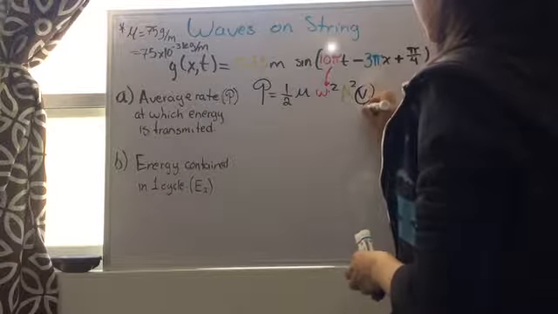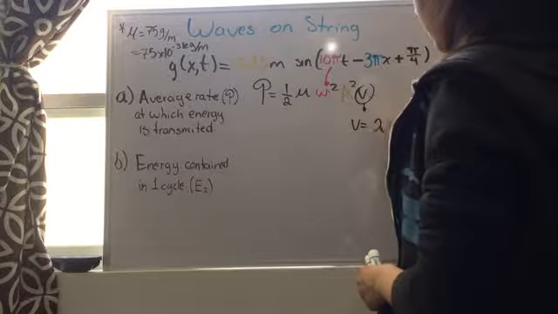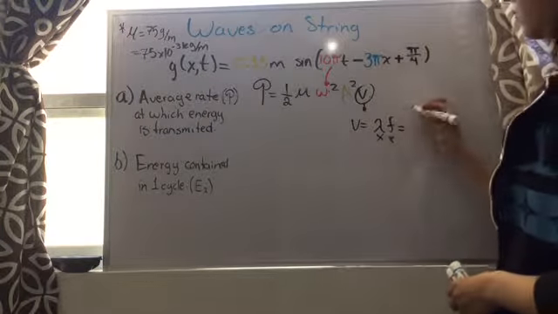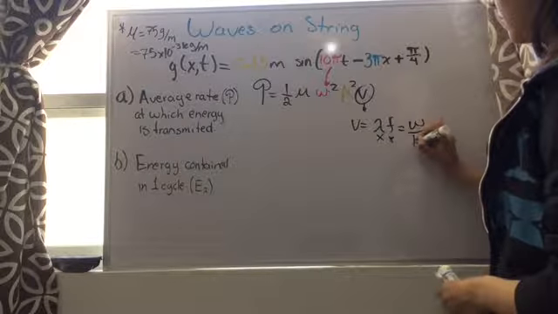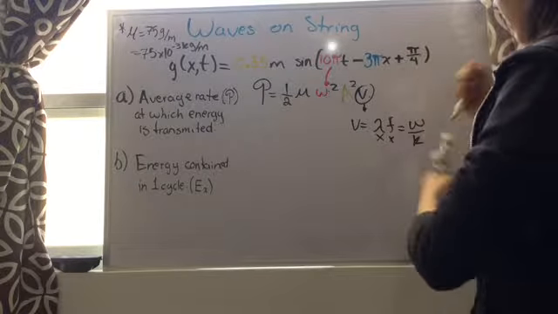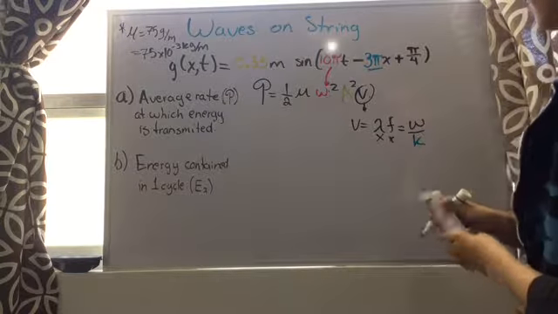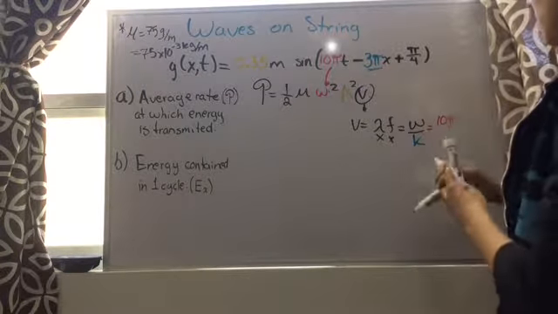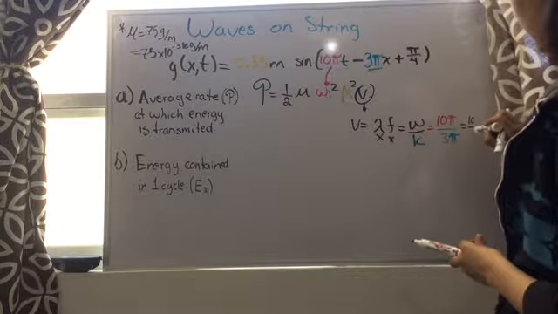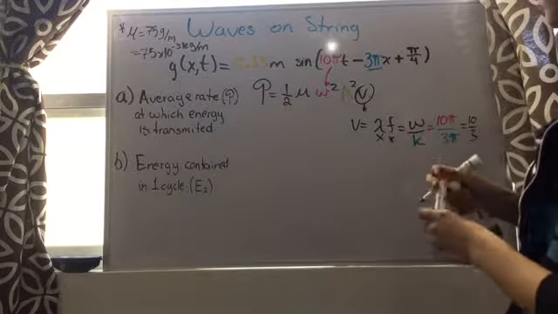And also we need to know what the velocity is, but we already know that the equation of the velocity is lambda times the frequency. So we don't have these ones, but we have another definition of this equation, which is the angular velocity divided by the wave number, which is 3 pi, and we have it already in our equation. So that gives us 10 meters per second.